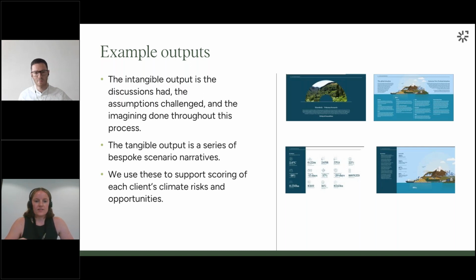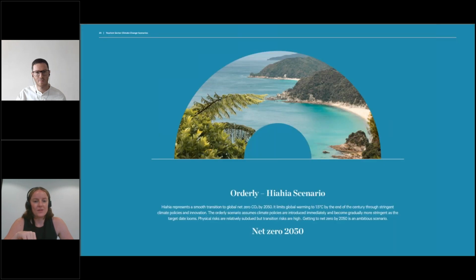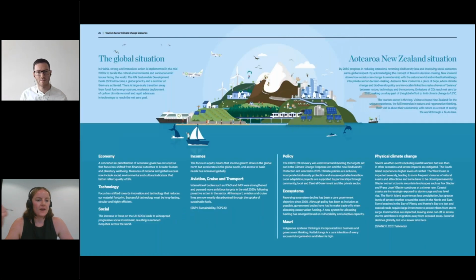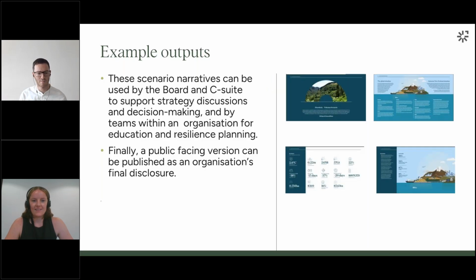And on the next couple of slides are examples of what these scenario narratives can look like. So this is for a kind of orderly best case scenario. The next slide just pulls together a whole lot of different information, just providing a bit of context for a lot of the facts and figures that are shared. And then on to the next one.